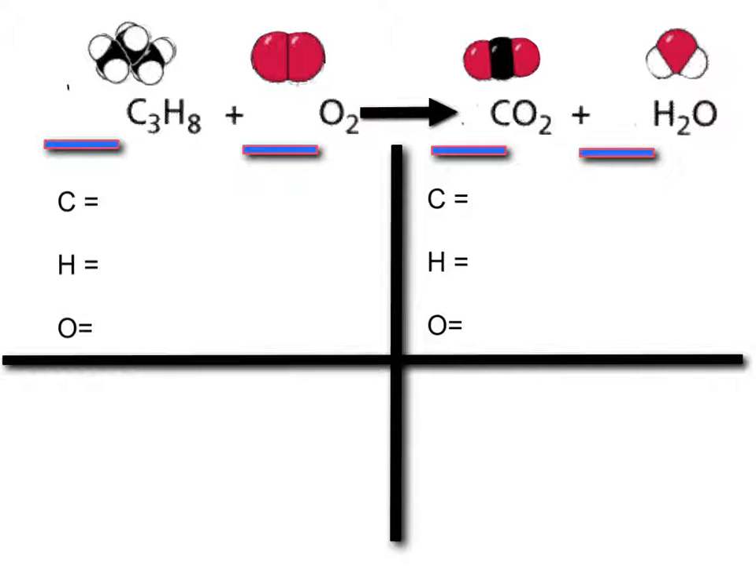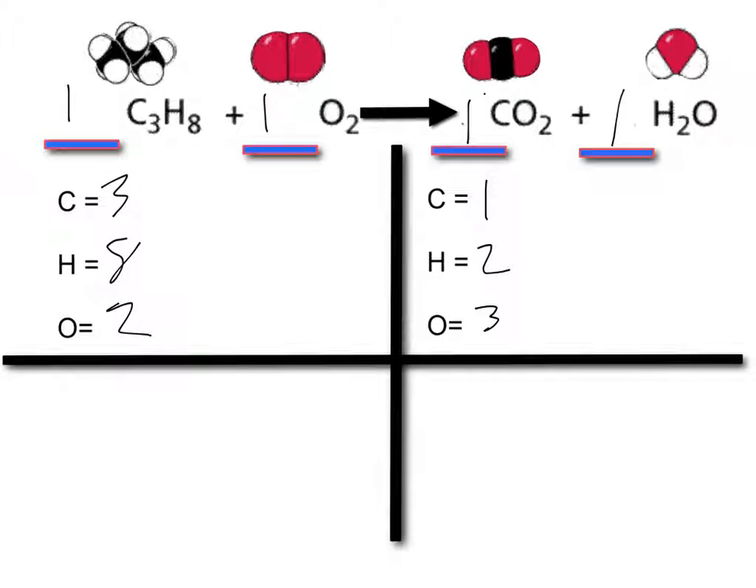To start with this problem, we'll have 1 of each molecule, and on this side, there are 3 carbons, 8 hydrogens, and 2 oxygens. On the other side, there is 1 carbon, 2 hydrogens, and 3 oxygens. Now, instead of just 1 O2 on this side, we have to put 3 O2s. And then on the other side, we have to put 4 H2Os to make it equal.